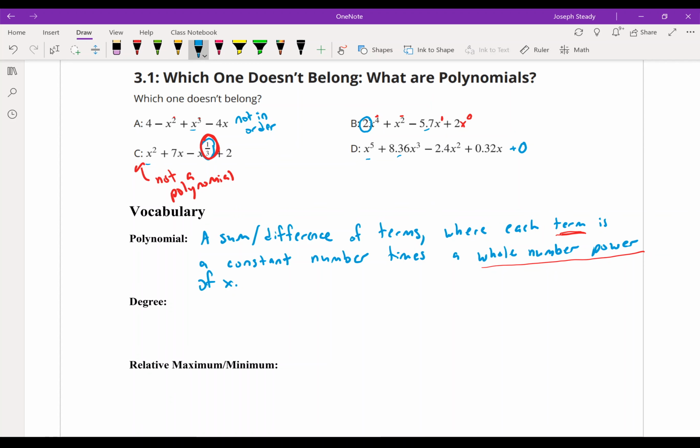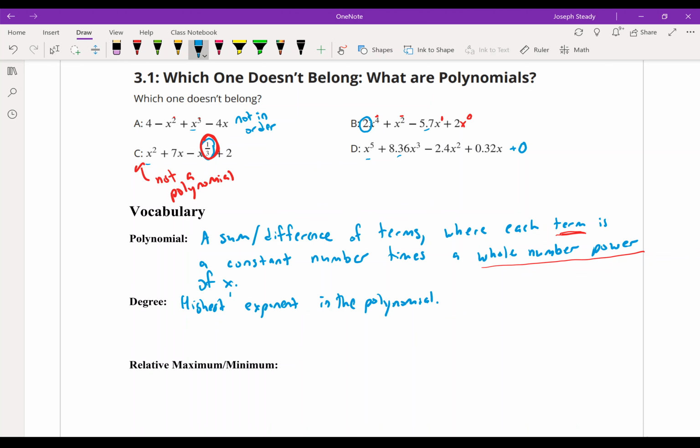Degree. We've talked about this term before, but we'll define it again here. The degree is just the exponent. Sorry, let me back up a step. The highest exponent in the polynomial. That's the easiest way to think about it.